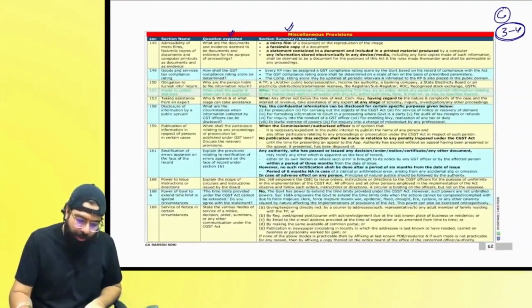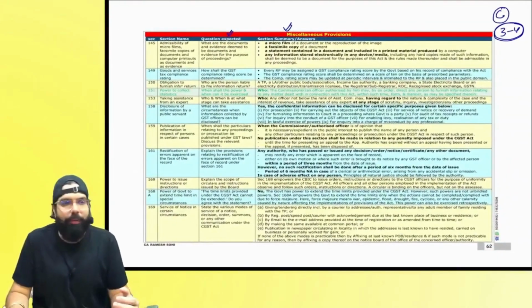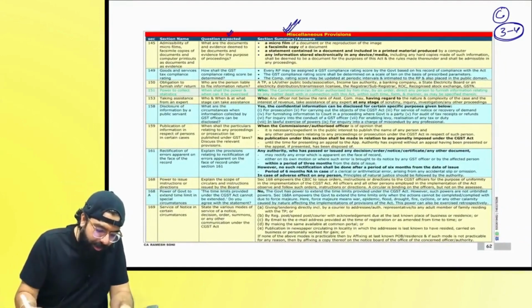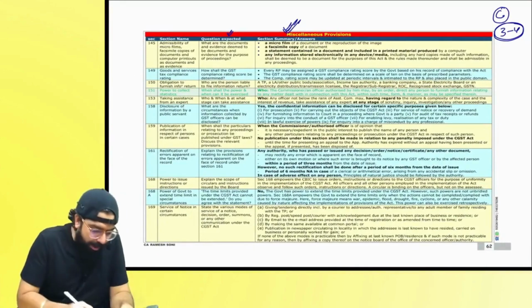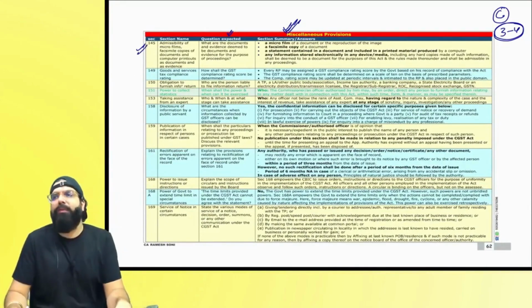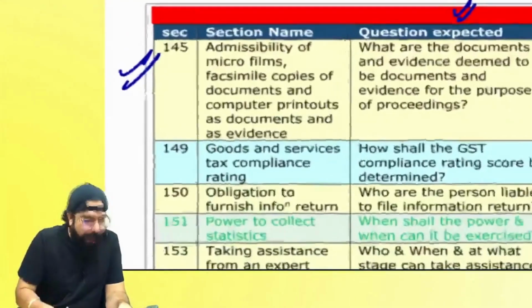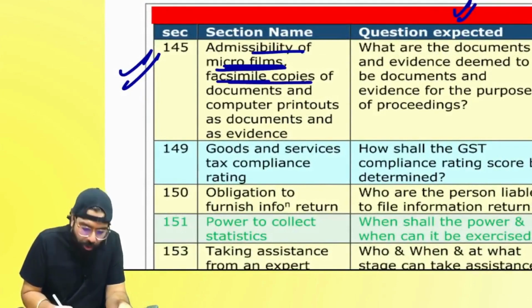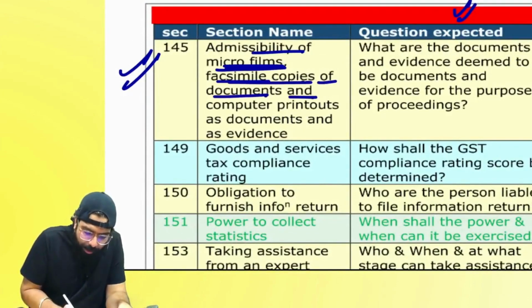Please come to your chart now. Let's go ahead and revise. Not revise, understand. Now, miscellaneous provision. Let's understand the chart, everyone over here. Section number 145. Section number 145 talks about admissibility of microfilms. Facsimile copy means Xerox copy. Microfilms, facsimile copy means Xerox copy of document and computer printouts as document and evidence.